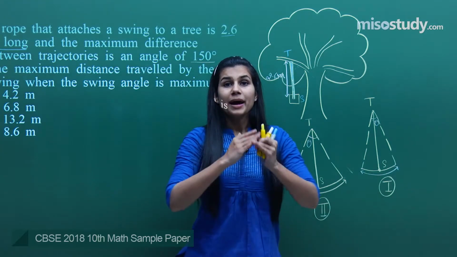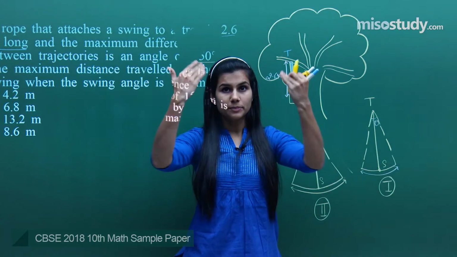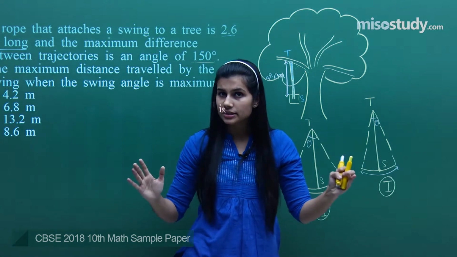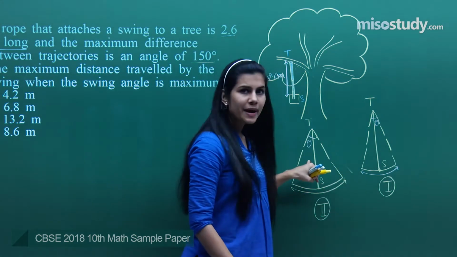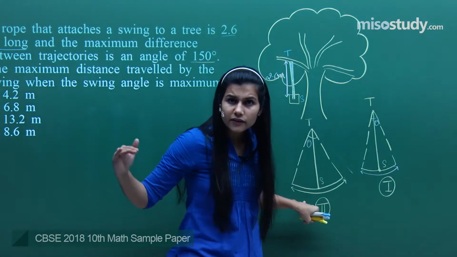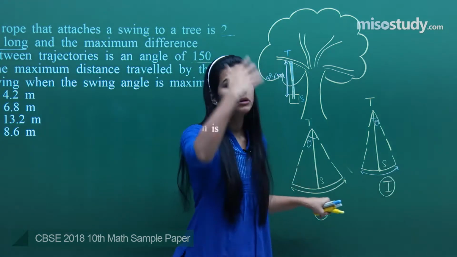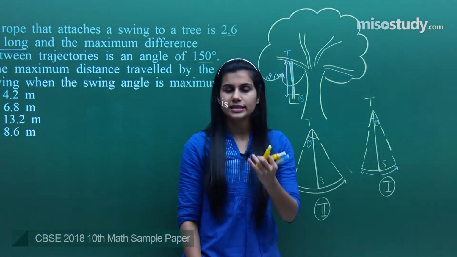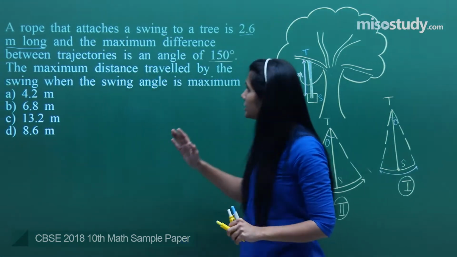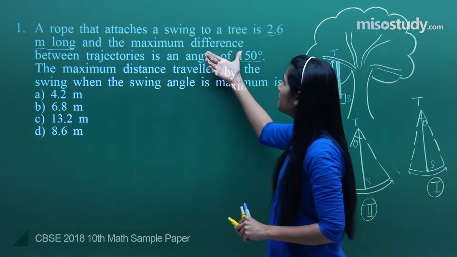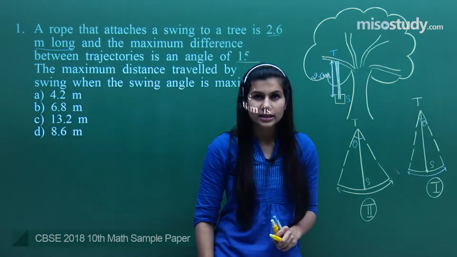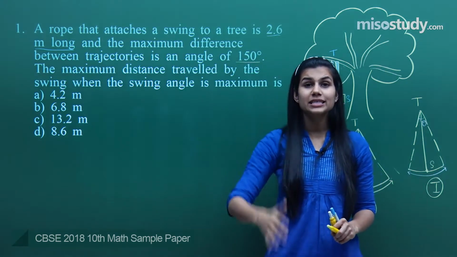Okay? So the maximum distance is going to give rise to the maximum angle, and the maximum angle is going to give rise to the maximum distance. So when your angle is maximum, the distance covered by the swing when it is swinging is maximum. And when that distance is maximum, the angle subtended by the trajectories is maximum. Okay? Now let's see what the question says in the next part. It said that the maximum difference between the trajectories is an angle of 150 degrees. So here the question is giving you the maximum angle.